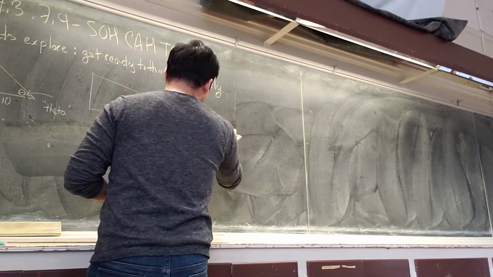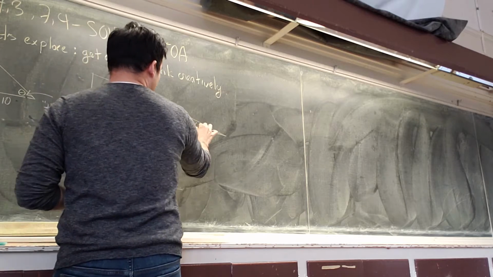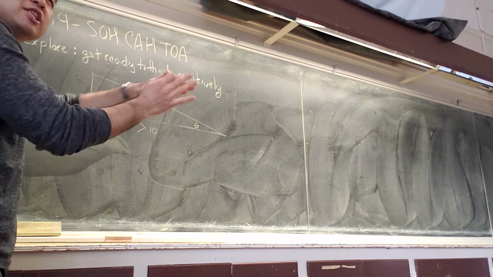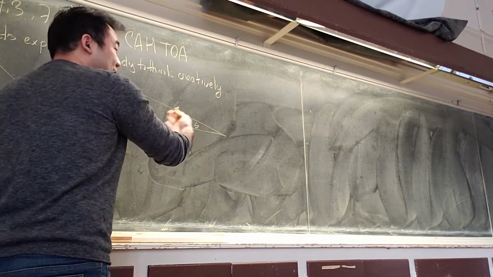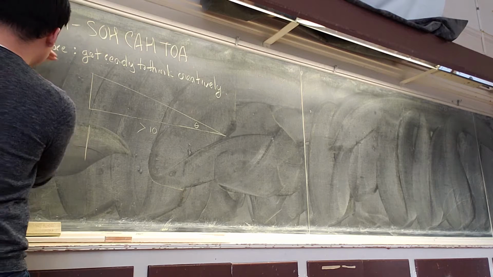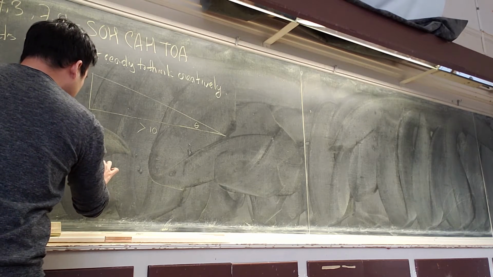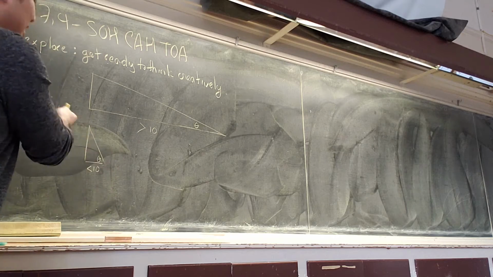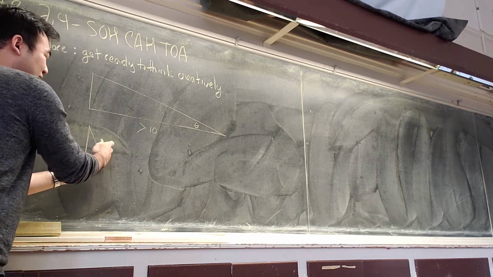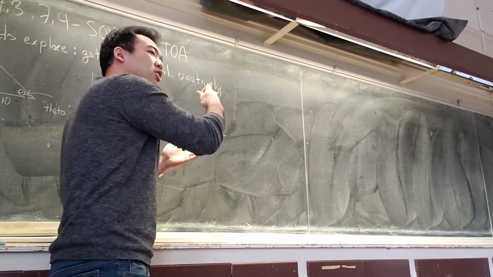If I have a relationship of this angle and the base to be 10, what do you notice happening to the angle if the base was to be bigger than 10? What happens to the angle? It looks like it's getting smaller. Okay, so if the base gets bigger, the angle gets smaller. Let's pretend this is the same length. If the base became shorter than 10, what do you notice about the angle? It's getting larger. So if the base gets shorter, the angle gets larger.